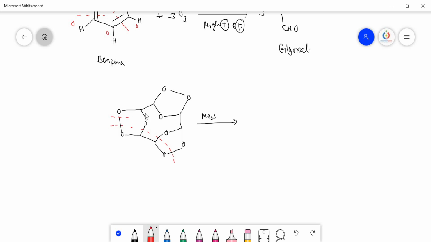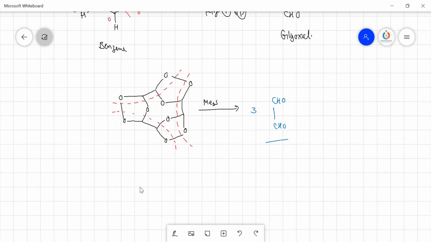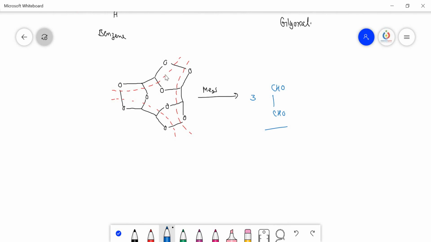Okay, this is another one. This is another one. Then you will get the idea that this is CHO, CHO. This is CHO, CHO. This is CHO, CHO. Again you are getting three molecules of glyoxal. This intermediate product is called benzene triozonide because three ozonide parts are there. Hence it is called benzene triozonide. This is the intermediate product in the ozonolysis of benzene.